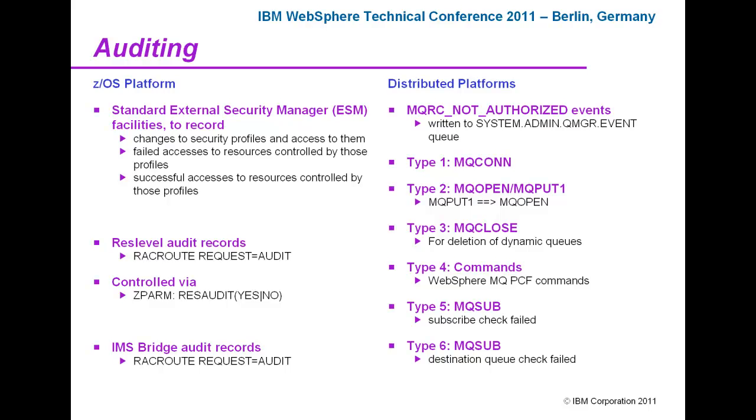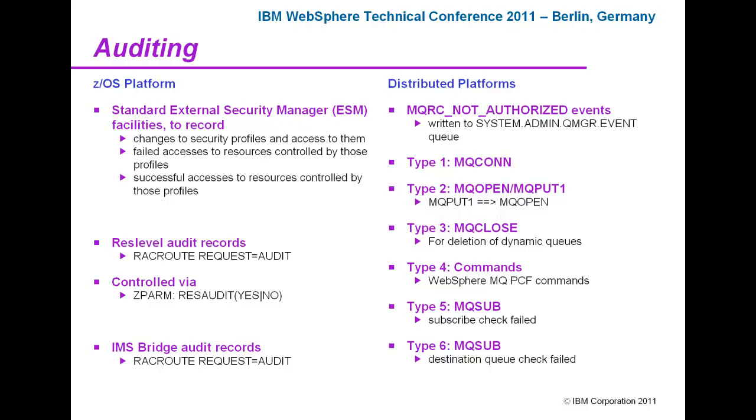If you fail to connect to the queue manager because you're not authorized, you get a type 1. If you fail to open or put on a queue or an object of any sort, in fact, you'll get a type 2, telling you the resource you tried to open, the user ID, the open options you've used, so you can tell was it put that failed, was it get that failed, which of these intents that were reported on MQ Open were you not allowed to do.